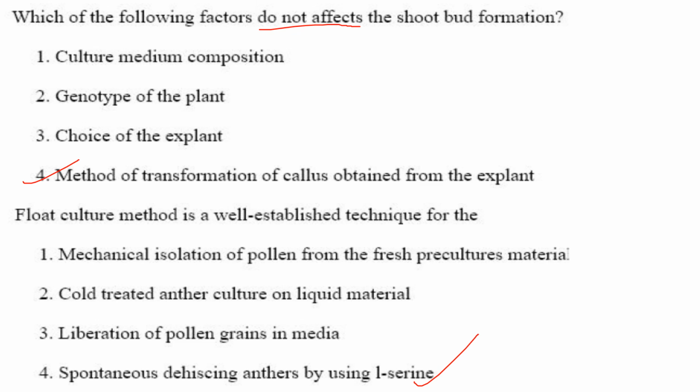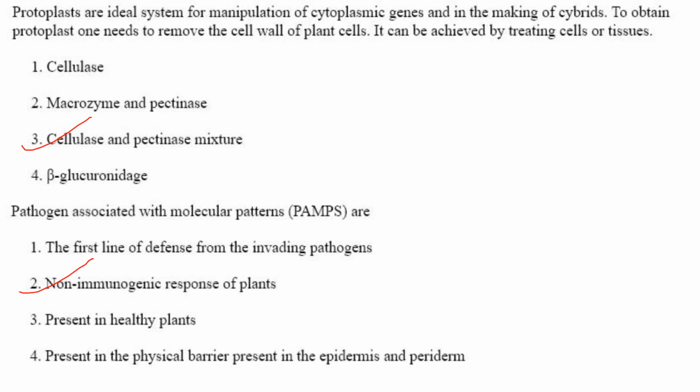Which of the following factors do not affect the shoot bud formation? Culture medium composition. Yes, they will affect shoot bud formation. Genotype of the plant. Yes. Choice of the explant. Yes. Method of transformation of callus obtained from the explant. Yes, that will not affect the shoot bud formation. Float culture method is a well established technique for spontaneous dehiscing anthers by using L-serine. Answer is option 4.